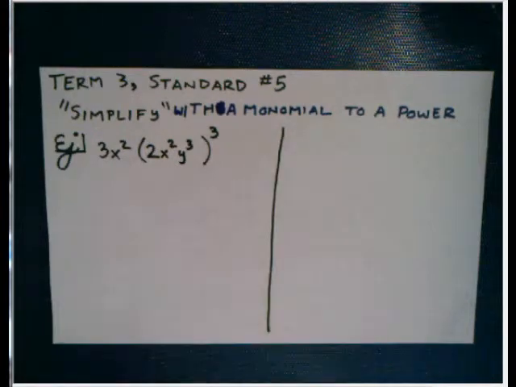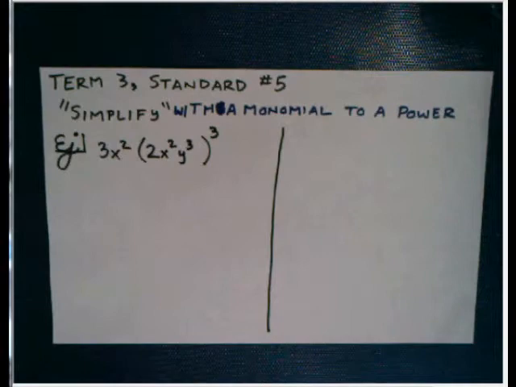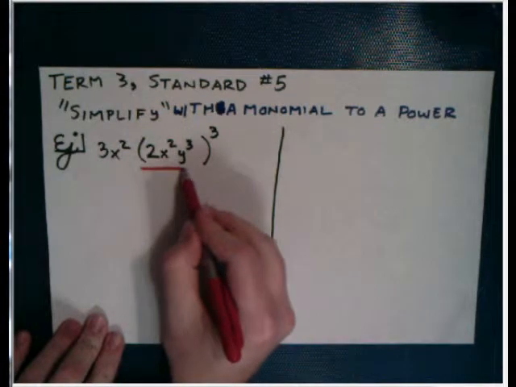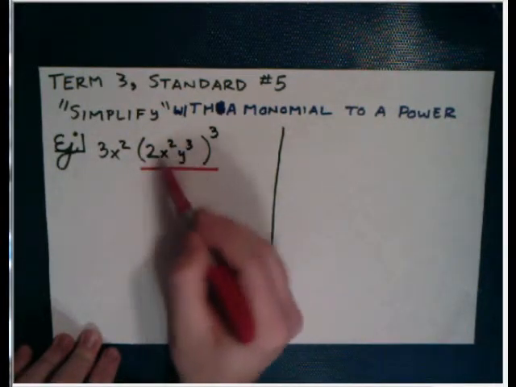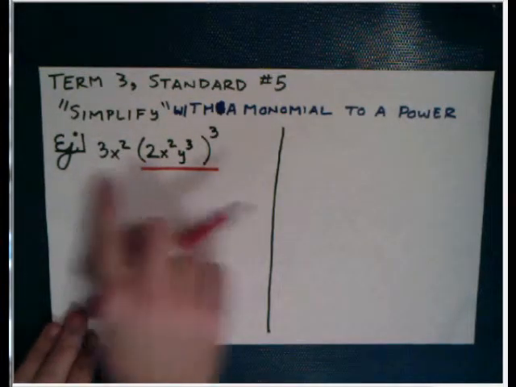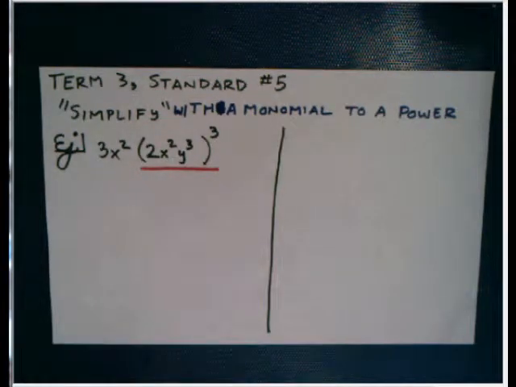Okay, so this could be a problem that comes up on the standard quiz. What we're going to be zeroing in on here is the fact that this part right here is actually a monomial expression, so it's a series of factors multiplied together, taken to a power. And before we can simplify an entire expression like this, we have to be able to take care of the monomial taken to a power.